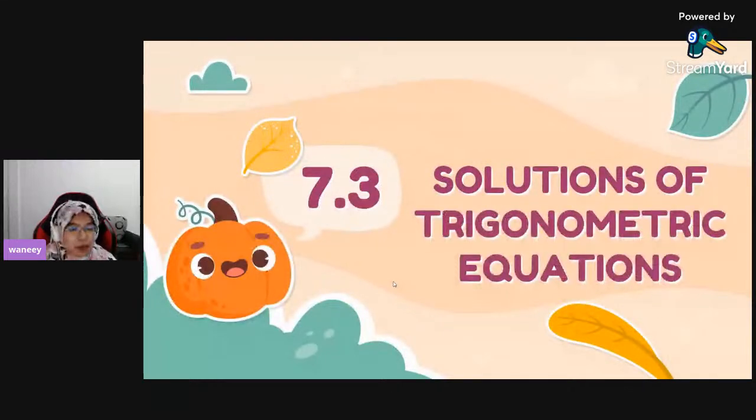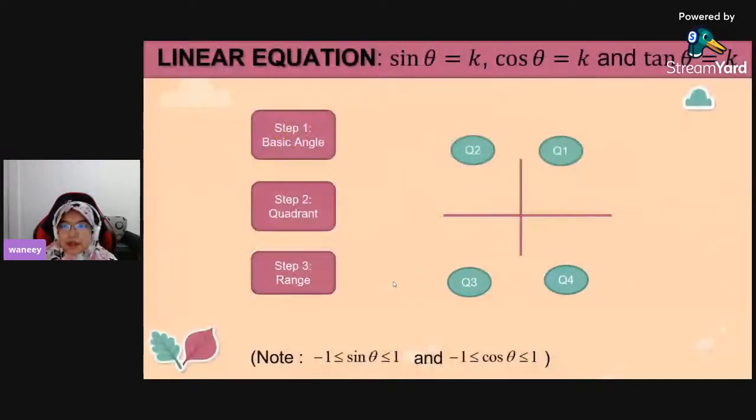Okay, so now 7.3 solutions of trigonometric equation. The first one, let us refer to the linear equation. A linear equation will be something like sine of theta equal to k, so sine of theta equal to some constant k, or cos of theta equal to k, or tangent of theta equal to k. If you have cosecant, cotangent as well as secant, do make sure to change them to become the sine, the tangent, and the cos.